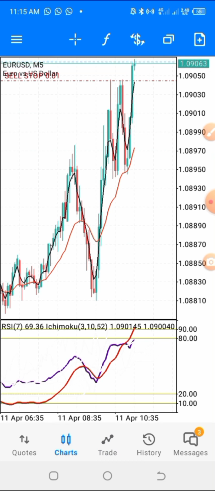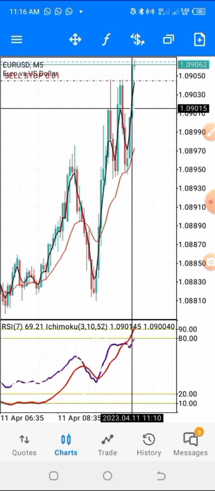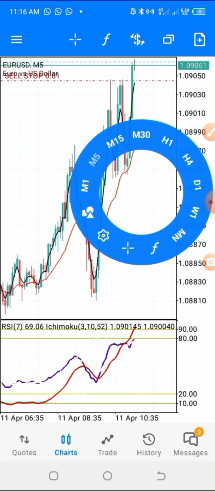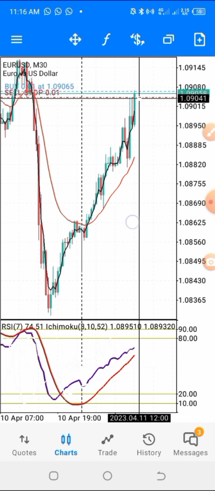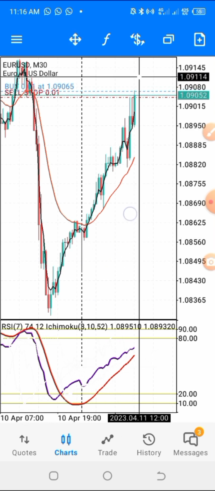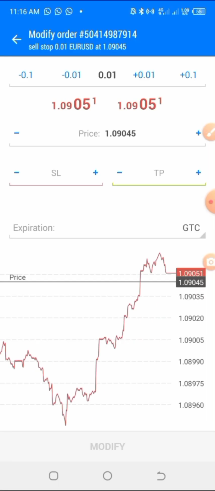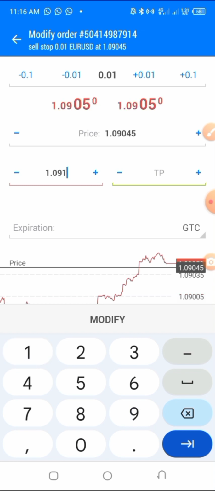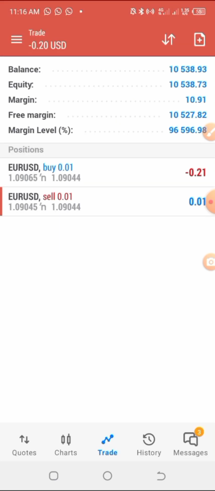So for example, if you want to set the stop losses for each, it means the sell stop, since you are thinking that price will go up, you can place it above. Let me go to 30 minutes time frame to access the full chart. You can place it here as your stop loss if you think price will continue moving down. So that is 91.13, 91.13 for a sell stop, 91.13, right.